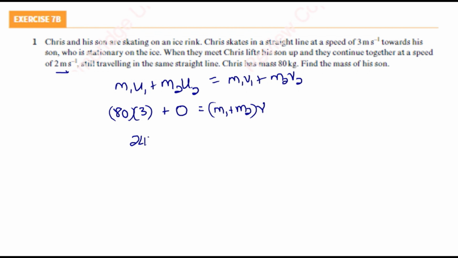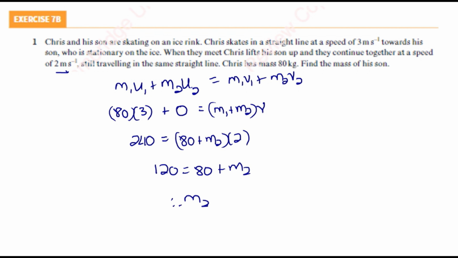So we now have 240 equals m1 plus m2. m1 is 80, plus m2, times the final velocity, which is 2. Now I'm going to just divide both sides by 2. So 120 equals 80 plus m2, and therefore m2 equals 120 minus 80. So the son is 40 kilograms.